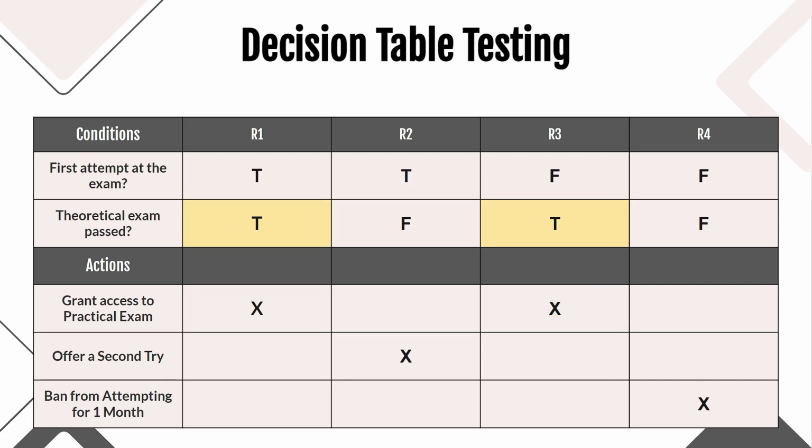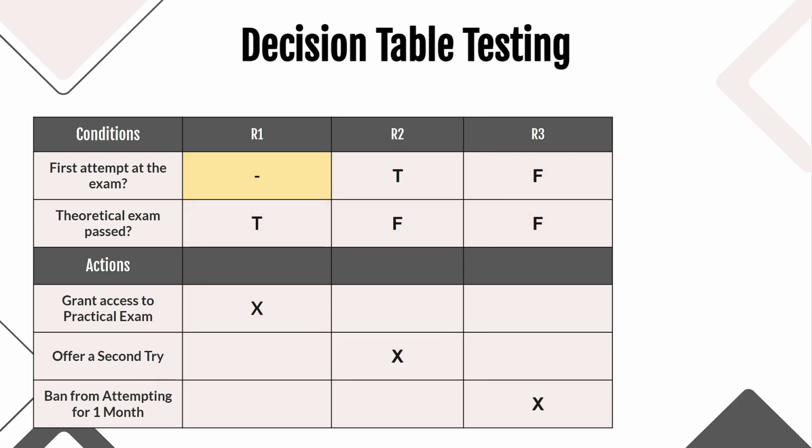After that, we look at the conditions. That is, if the theoretical exam is passed, then access to the practical exam is granted. That is, it does not matter whether it's the first attempt or not. Accordingly, instead of true-false marks, we can put a dash. As a result, we get 2 identical columns, which can be merged into one. This is how the table is simplified.